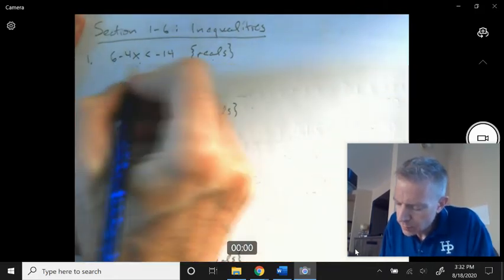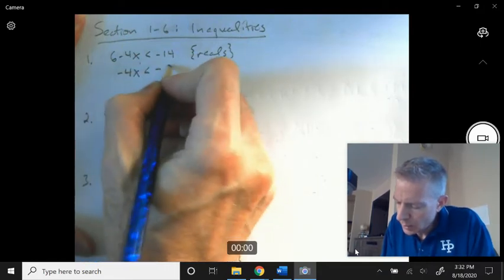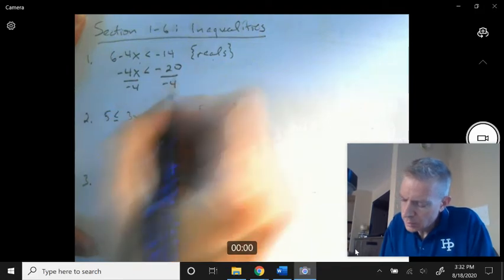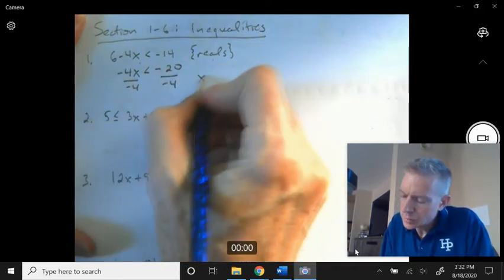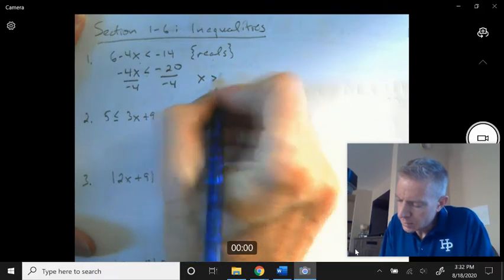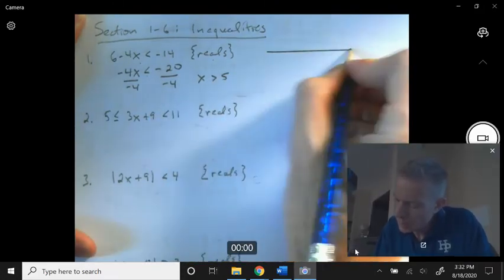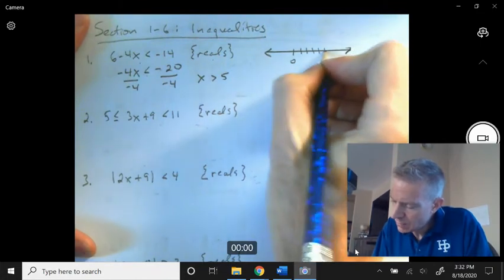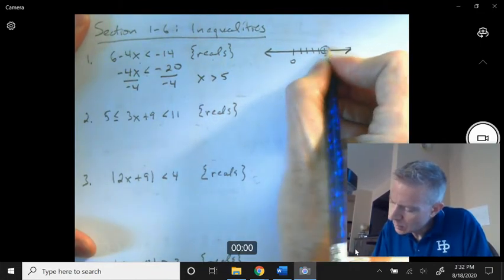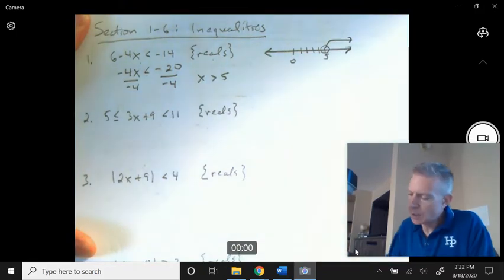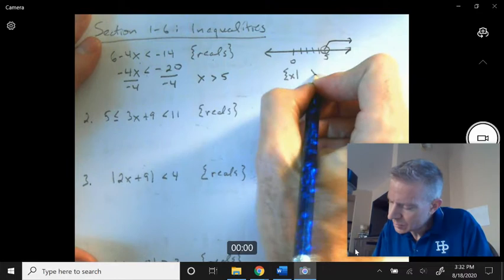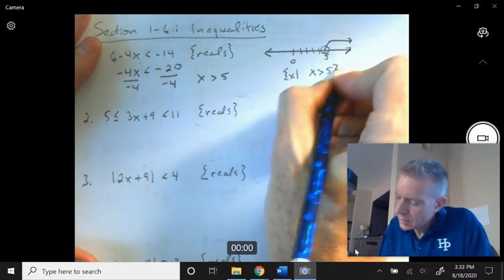Subtract 6 from both sides, get negative 20, divide by negative 4. You're now going to get x is greater than positive 5. On the number line, it simply looks like this: 0, 1, 2, 3, 4, 5. We're going to have an open circle, go that way. Set notation: the set of all x such that x is greater than 5.